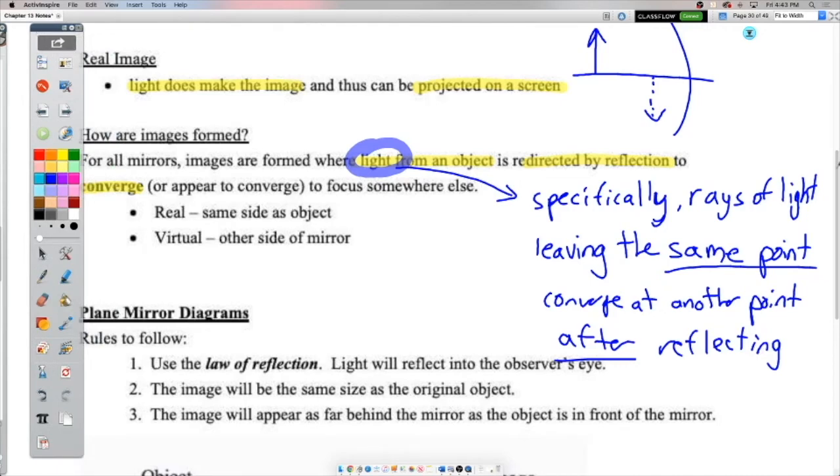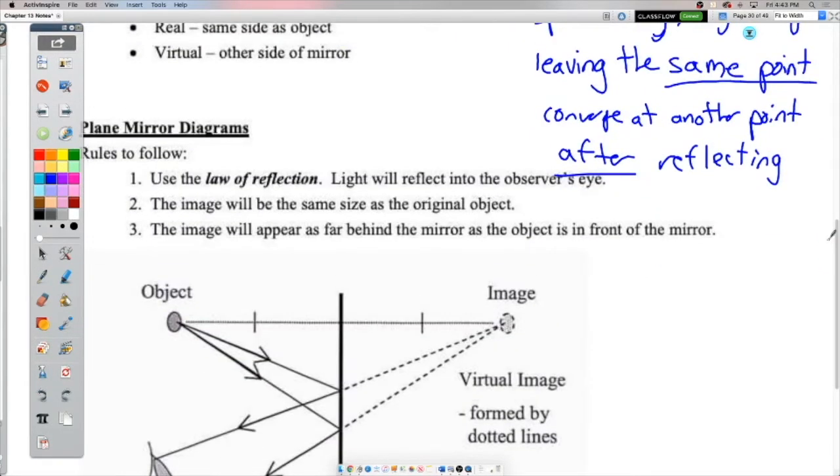Okay, so on to our first type of mirror, plane mirrors. These are the simplest mirrors, okay? They are just flat, boring, plain, flat mirrors. They are in a plane. So how do we do them? We use the law of reflection. That's really all there is to it, okay? Use the law of reflection, and remember that light will reflect into the observer's eye. Plane mirrors are a little bit different to deal with than the other ones we're going to deal with. That is because they don't have a focal point, which I know doesn't mean anything to you yet, okay?